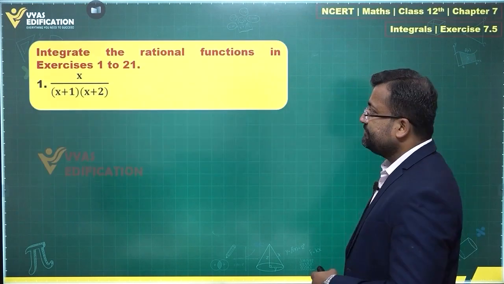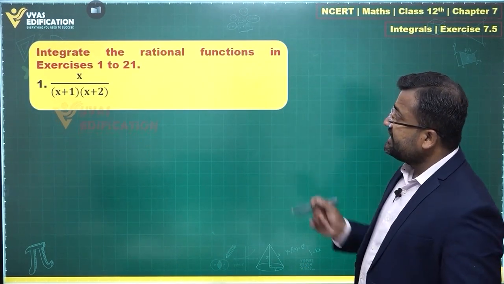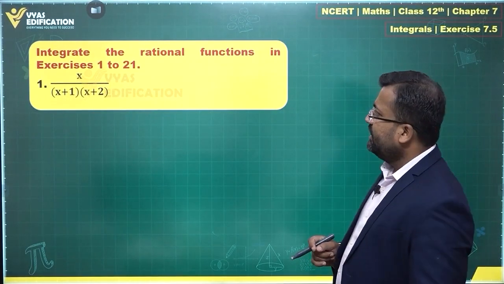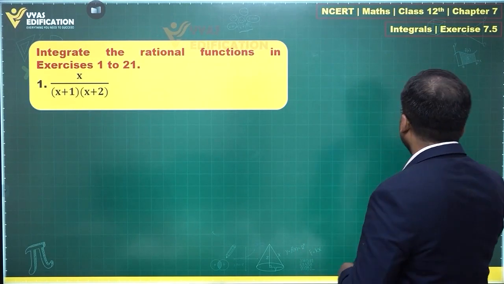First question says that integrate the rational functions in exercises 1 to 21. Okay, so the first one begins with x upon (x plus 1) times (x plus 2). How do we handle this?